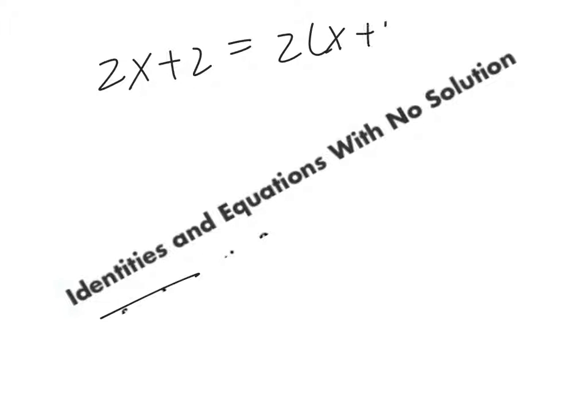Identity means all real numbers work, no matter what I put in. So if I said something like 2x plus 2 equals something like 2 times x plus 1. No matter what number I put in this one, this is going to work, and you'll see how that plays out. No matter what I pick, it's going to work.